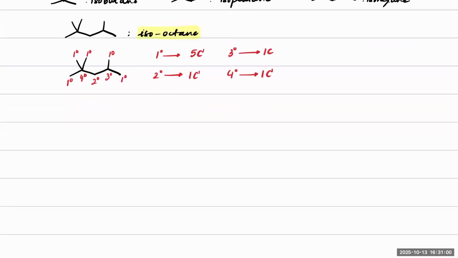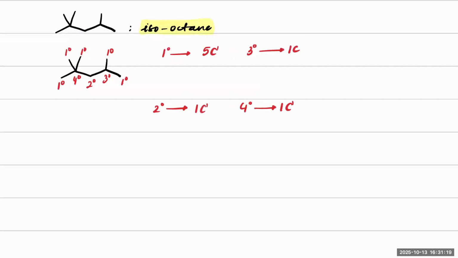4 degree is called quaternary. Okay? Clear? A question could be asked like this also. 1 degree is also termed as methyls. So how many methyls do we have? Because these are all the methyl groups we have. So these are methyl groups. So how many methyl groups are there? 5 methyl groups.